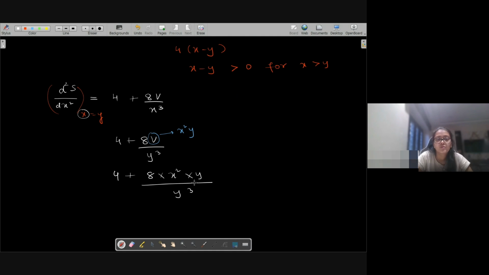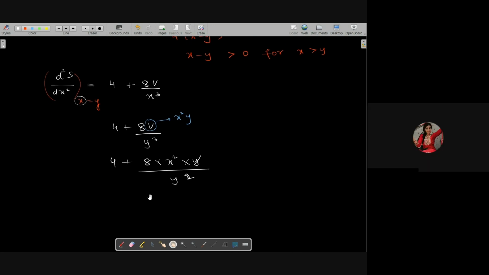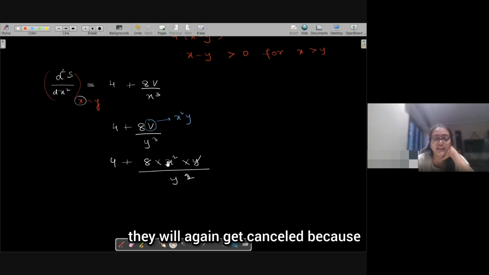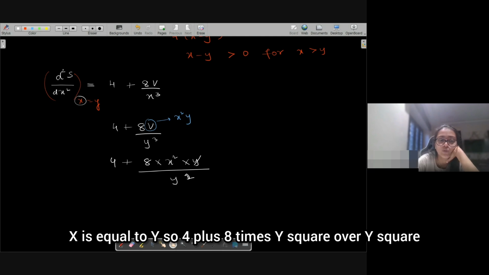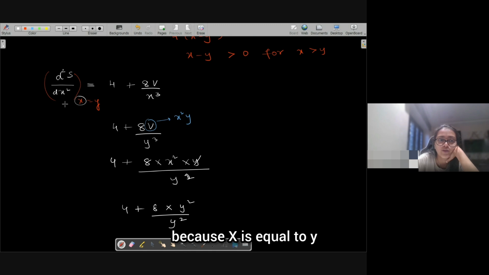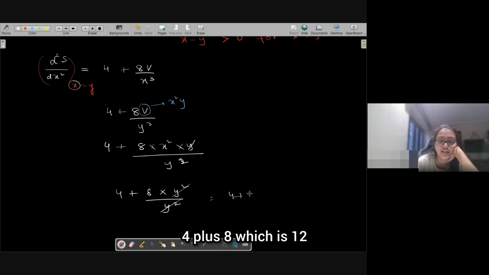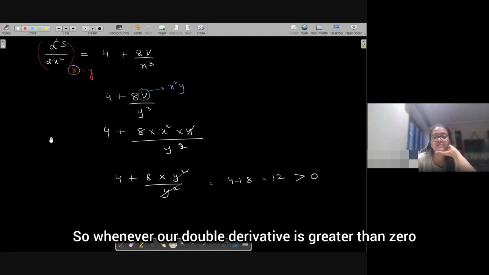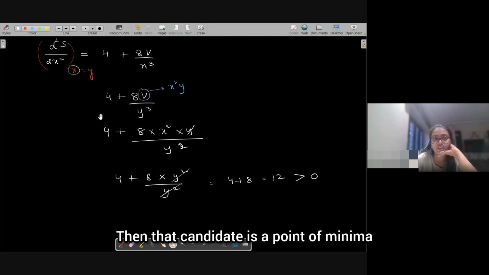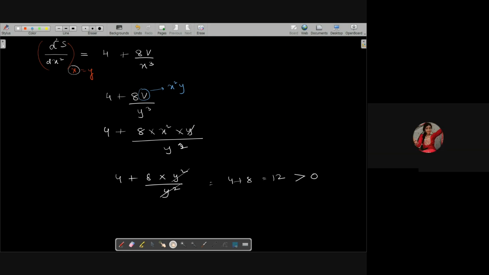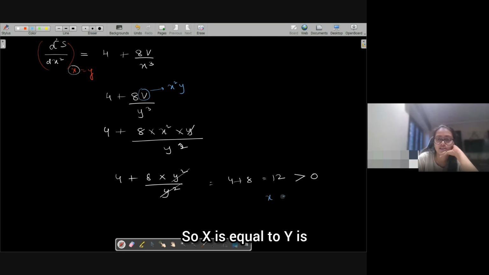So y, this becomes y square. X square and y square, they will again get cancelled because x is equal to y. So 4 plus 8 times y square over y square, because x is equal to y. Y square and y square gets cancelled. So you get 4 plus 8, which is 12, which is greater than 0. So whenever our double derivative is greater than 0, then that candidate is a point of minima. Okay. So x is equal to y is minima.